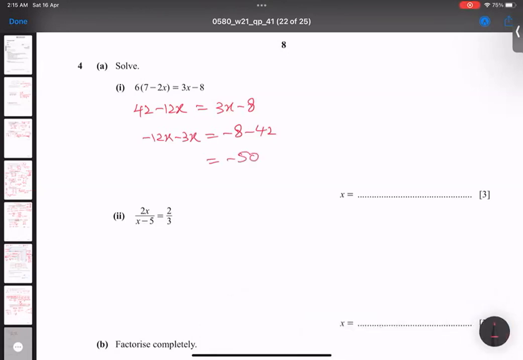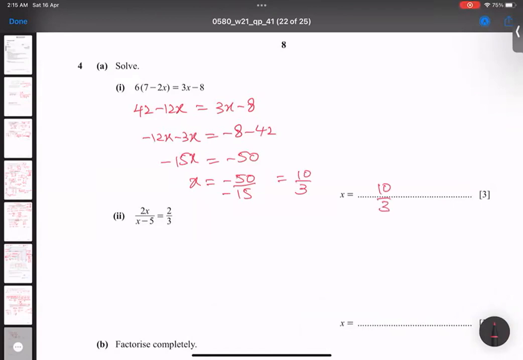Minus 50, and here it becomes negative 15. And after this, you have to divide. So negative 50 over negative 15, and you can see that 5 threes are 15, 5 tens are 50. So 10 over 3 is our final answer.